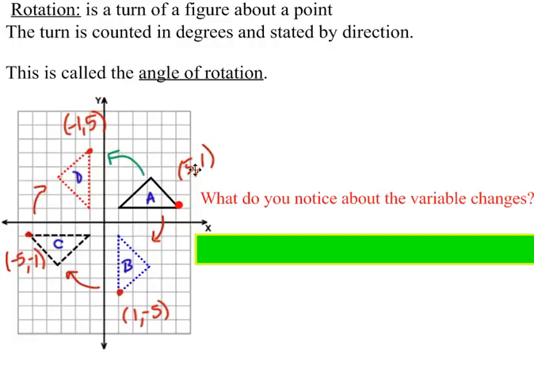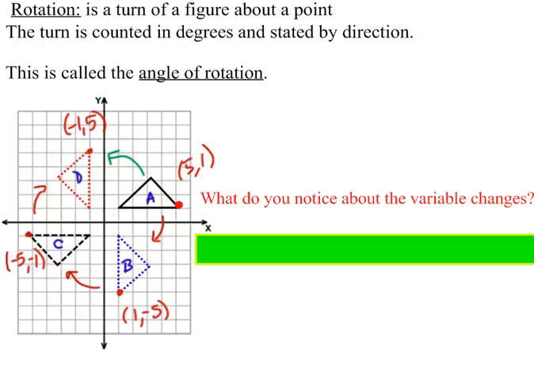Well, the same thing. The X and Y changed places, but this time, because I went counterclockwise, the X is what gets the negative sign. So clockwise, the Y gets it, counterclockwise, the X gets it, and they're always switching positions.